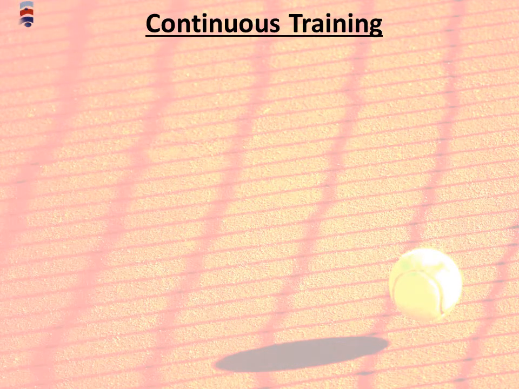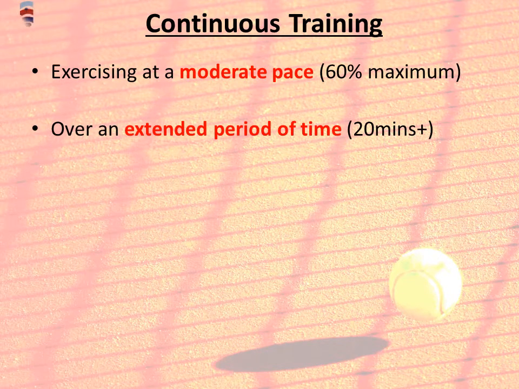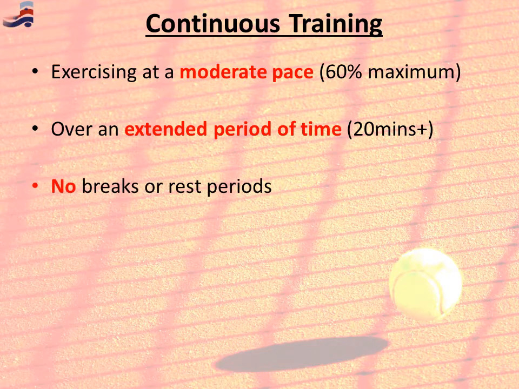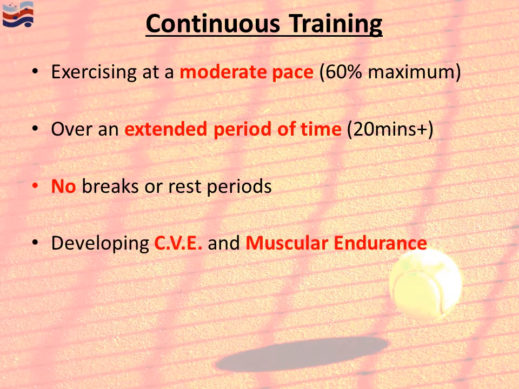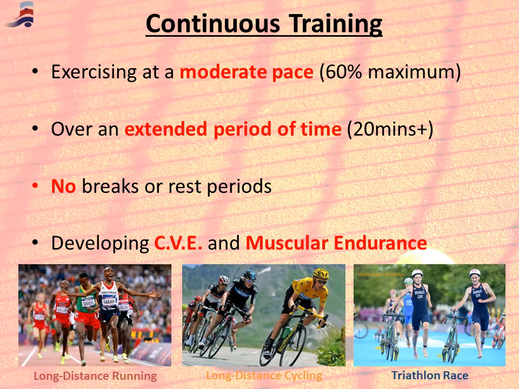We move on to the C of our RIP CFC, and this is continuous training, and it is exactly that. It's exercising at a moderate pace over an extended period of time, generally more than 20 minutes. There's no breaks or rest periods, and as such this develops your cardiovascular endurance as well as your muscular endurance, and therefore the sports it's best suited to are those which pretty much mirror the type of training where you're going to be working for long periods of time, at a moderate pace, and there's no breaks or rest periods. So marathon, long distance running, long distance cycling like the Tour de France or the triathlon.